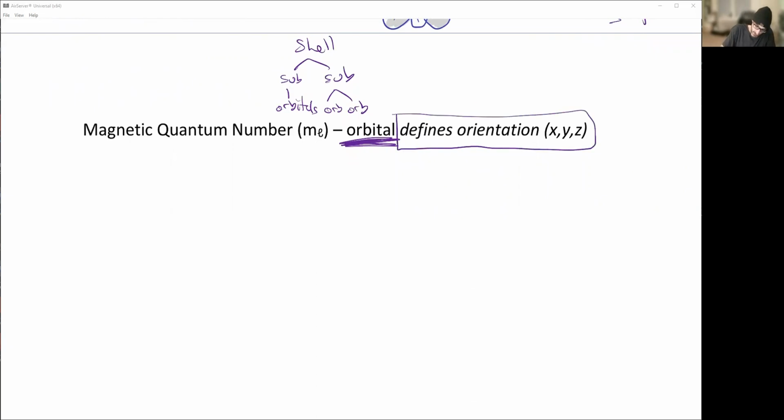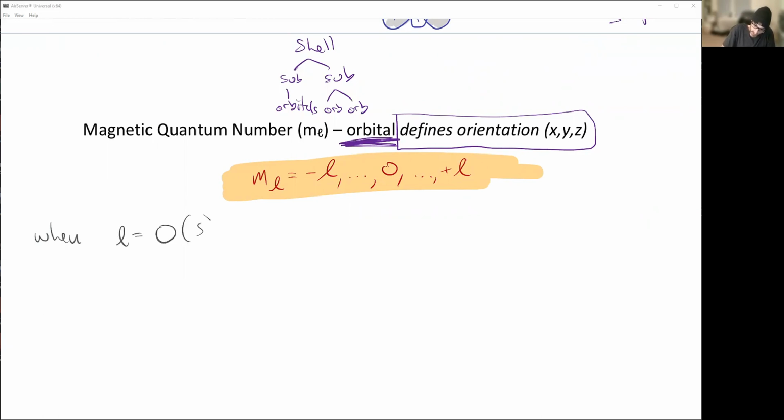So let's take a look. This is kind of one of my favorite things to do. First of all, m sub L can go from negative L by individual integers through 0 to positive L. Those are the possible outcomes for the value of m sub L. So when L is equal to 0, which is an S subshell, m sub L can equal just 0, because negative L being 0 and positive L being 0 just gives me one state. That means that in an S subshell, there is one orbital.